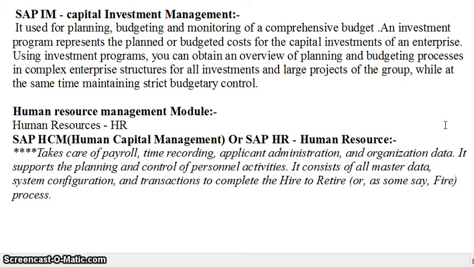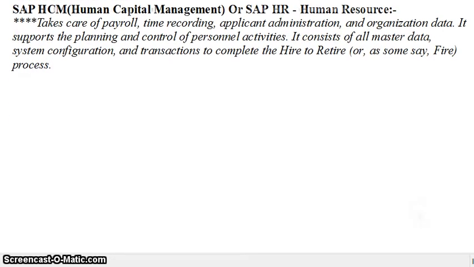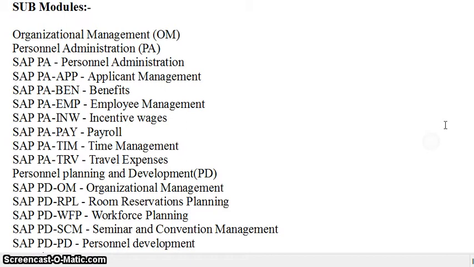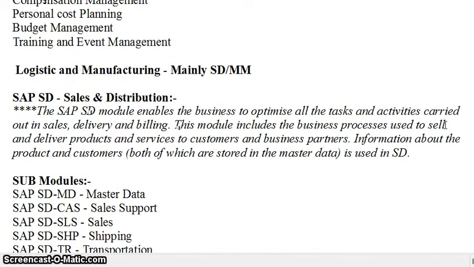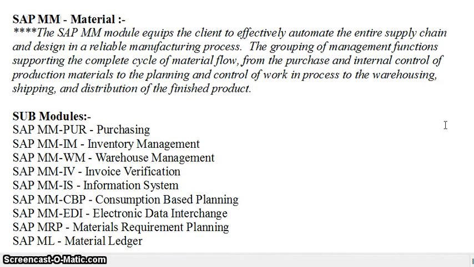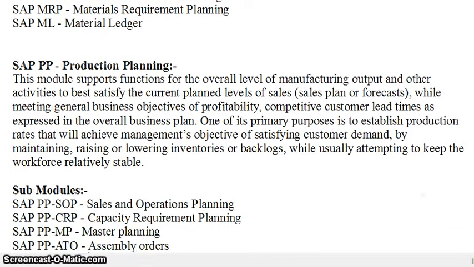You've got your human resource modules that go along with the human resource department. And then you've got a whole big list of submodules within the human resource module. You've got logistics and manufacturing. That's sales and distribution, and then you have materials. And both sales and distribution and materials have submodules that go along with them as well.